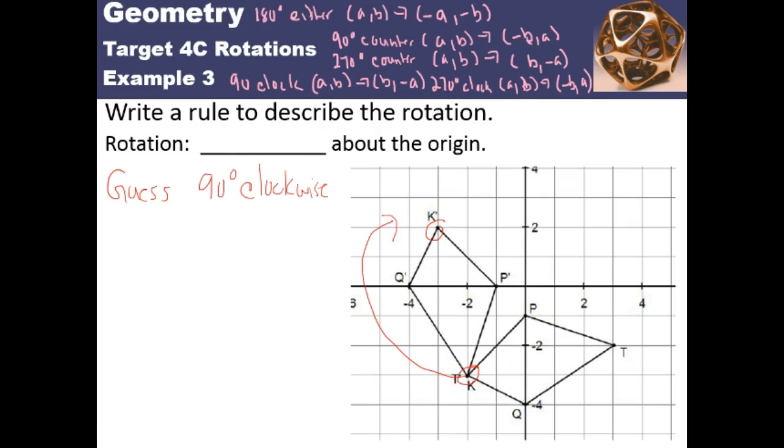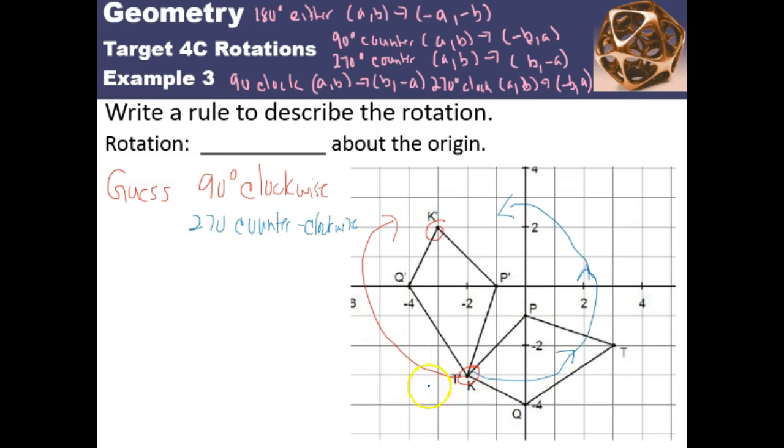Now, you might think about looking at it this way. If I went K here, that'd be 90 and another 90 and then another 90. So I could also think about it being 270 counterclockwise. But when I look at the rules up here, 90 clockwise is (a, b) goes to (b, negative a) and 270 counterclockwise is (b, negative a). So it's the same rule. So I could use either of these. Now I'm just going to test it out to make sure that it works.